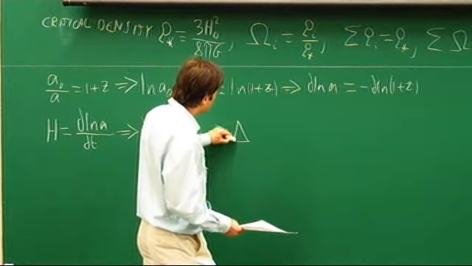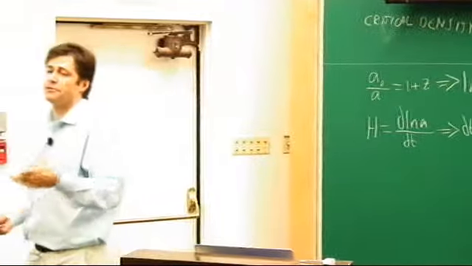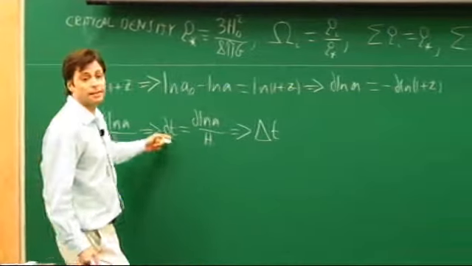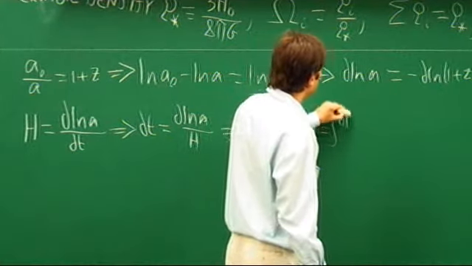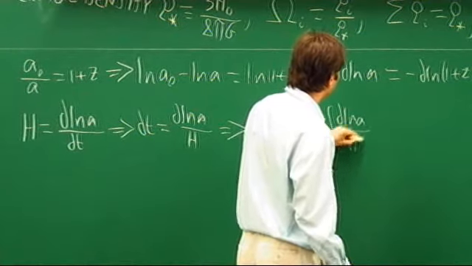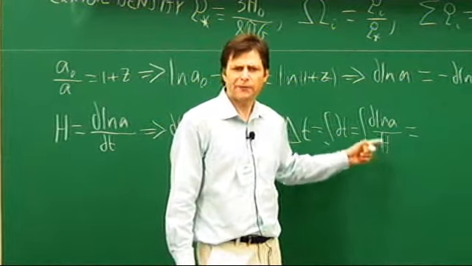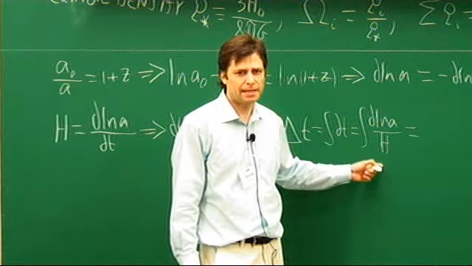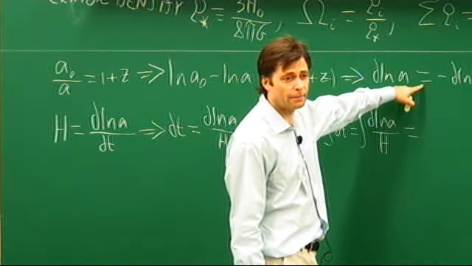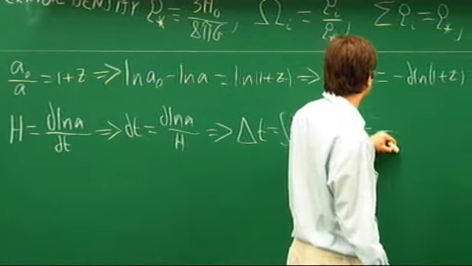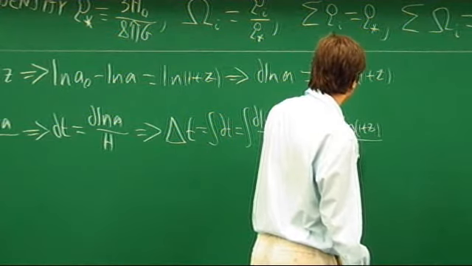So if I want to know how much time elapsed between two different redshifts, like between today, redshift 0, and redshift 3, for example, all I need to do is integrate dt. So I'm going to integrate d log a over H. We already had H as a very convenient algebraic function of z, right? It was a quartic polynomial of z. So let's eliminate a in favor of z using this line right above it. So we get minus the integral of d log(1 plus z) over H.